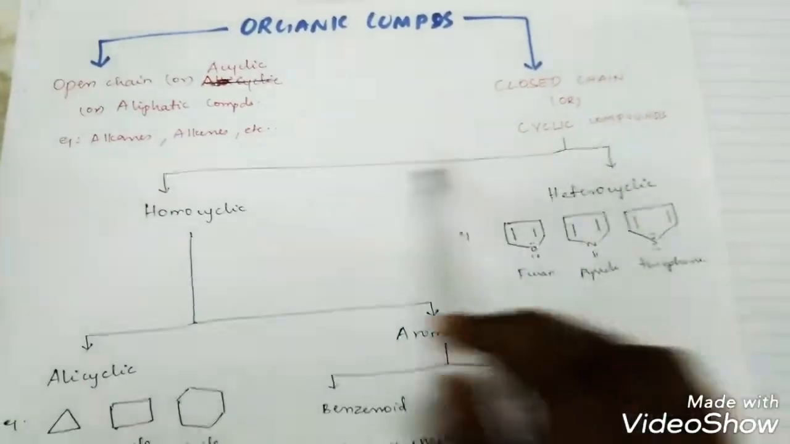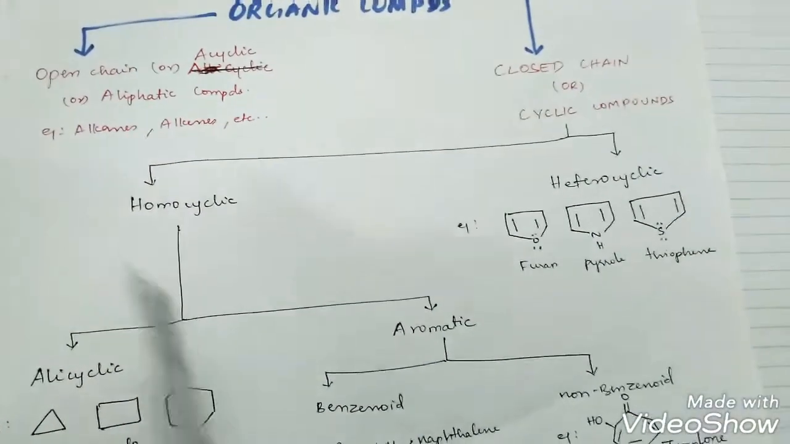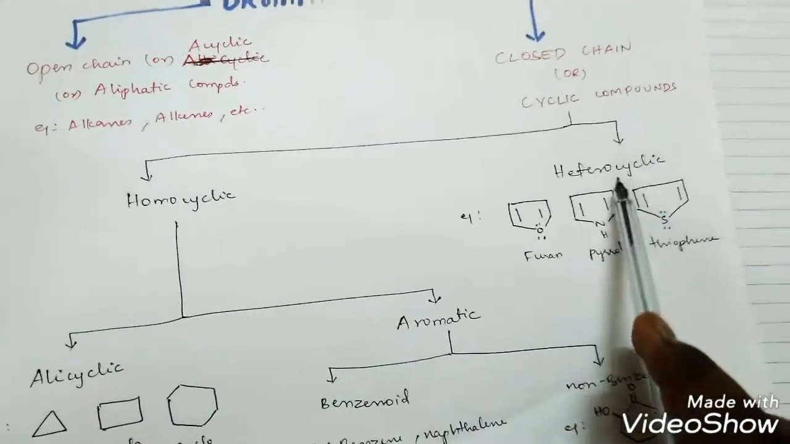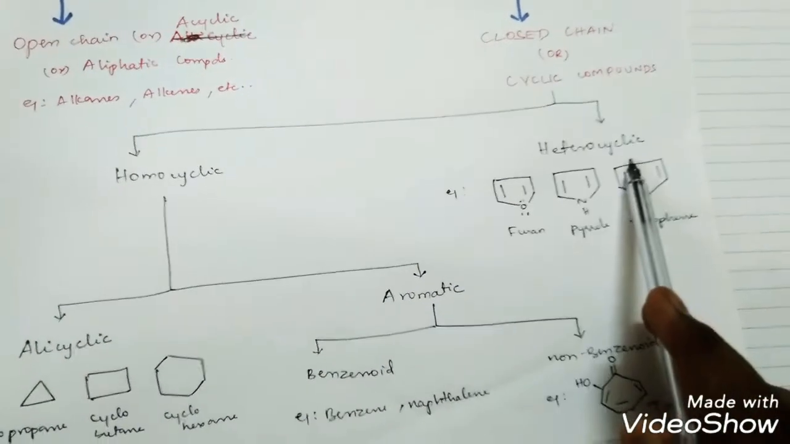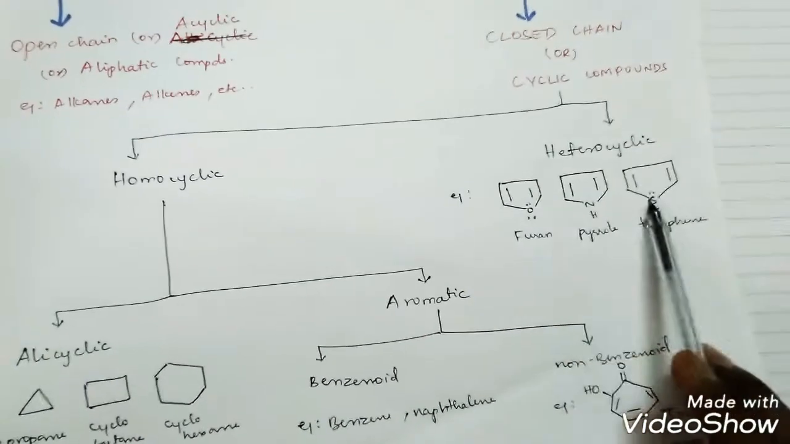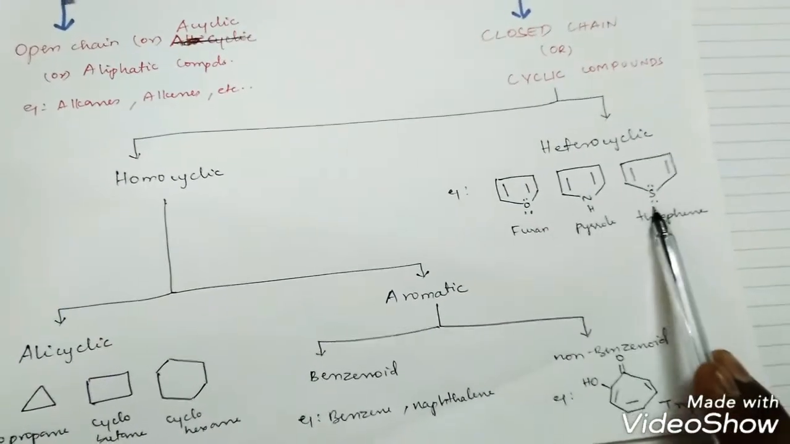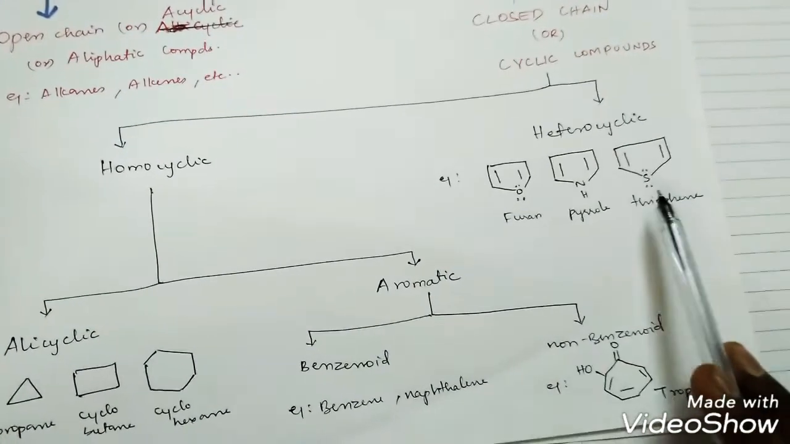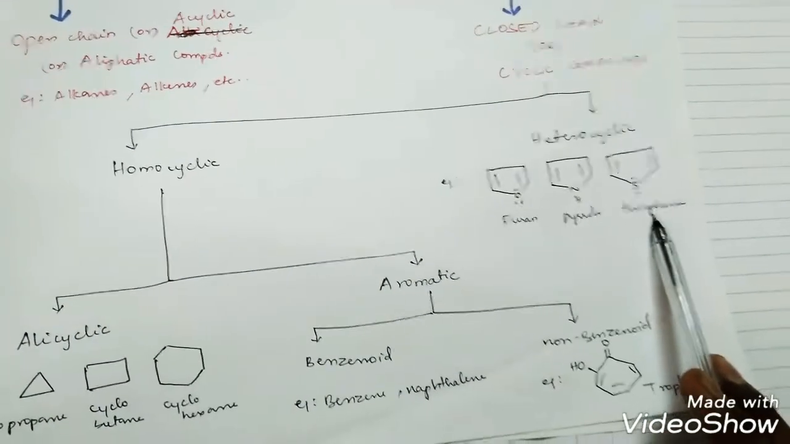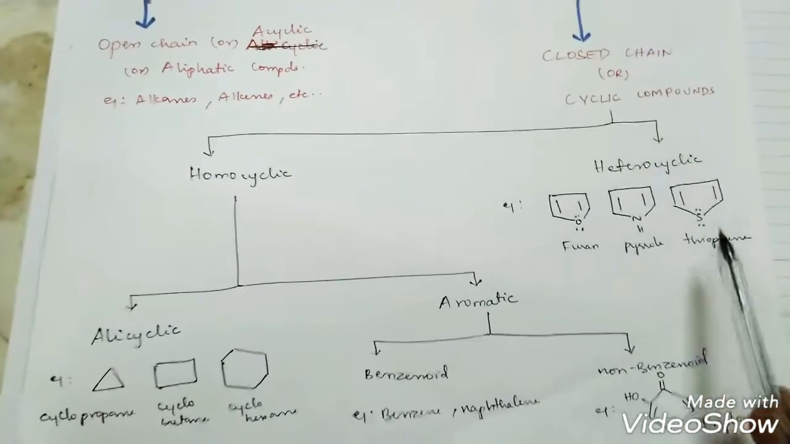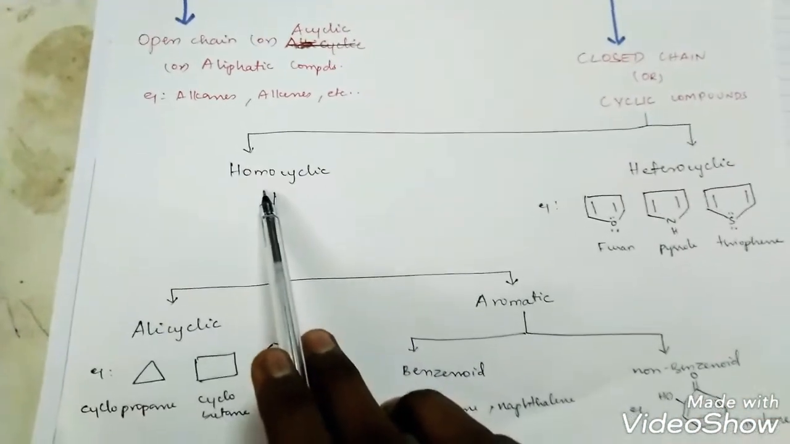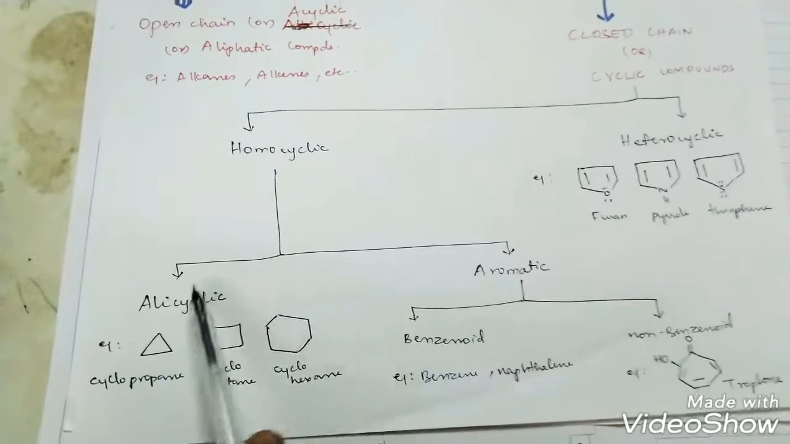Their classification has two types: homocyclic and heterocyclic. Heterocyclic is nothing but cyclic compounds in which we have some hetero atoms, such as oxygen, nitrogen, and sulfur. When such hetero atoms are attached in a closed ring, we call these heterocyclic compounds. Homocyclic is the other type, and homocyclic is classified into two types.